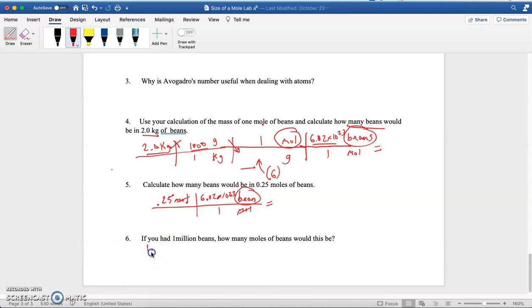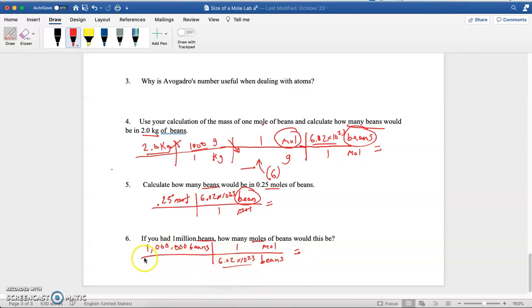Now the last one, number 6. If you had 1 million beans, let's write that out. Bring beans down. It says how many moles would that be? So we're going from beans to moles this time. Here we went from moles to beans. Now we're going from beans to moles. The mole always gets the 1, and there is this many beans in 1 mole. So you divide 1 million by Avogadro's number.